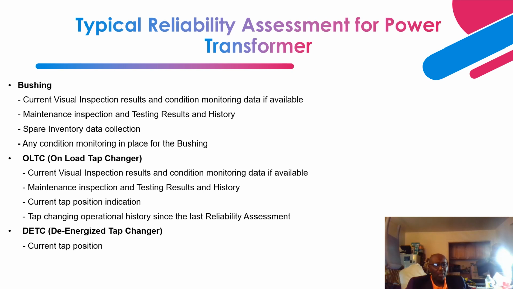And collaborating with operations, you can check the operational history of the tap changer, because the manufacturers provide the allowable number of tap changing sequences that you're supposed to have within a certain time period. So if the on-load tap changer has experienced a lot of tap changes within the setting, and it exceeds what the manufacturer tells you, that itself calls for further analysis.